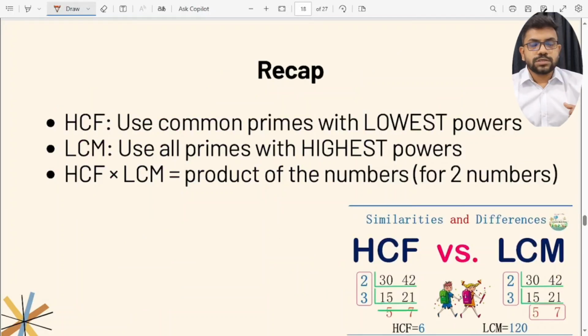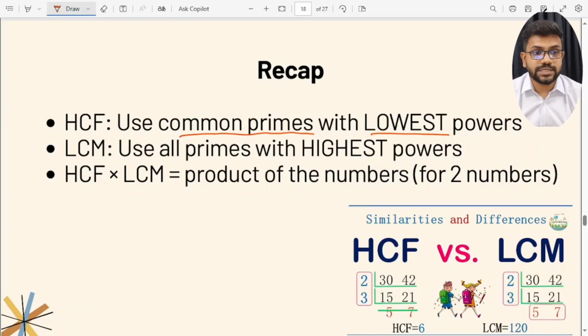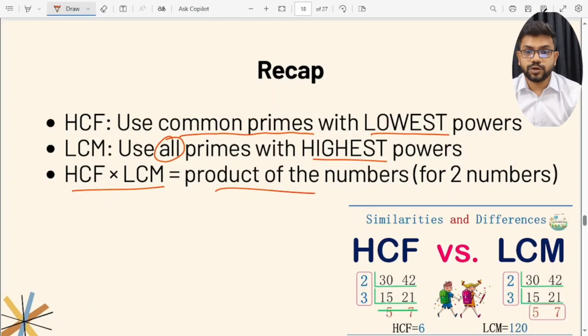So to recapitulate, we have learned how to calculate HCF and LCM of given numbers. We take the common primes with their lowest powers for HCF, and we take all primes with their highest power for LCM. And we also learned that HCF and LCM multiplied together would give you the product of the numbers if two numbers are given.